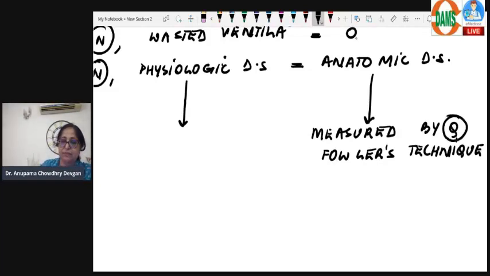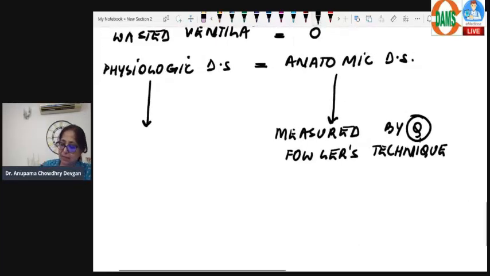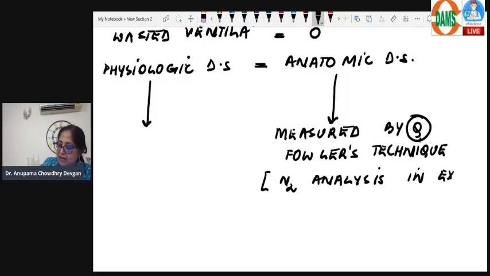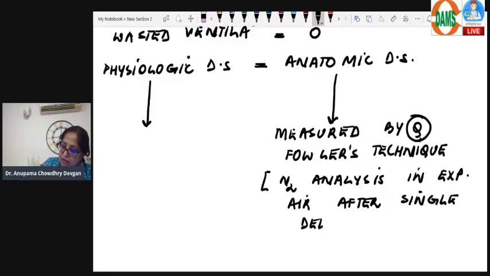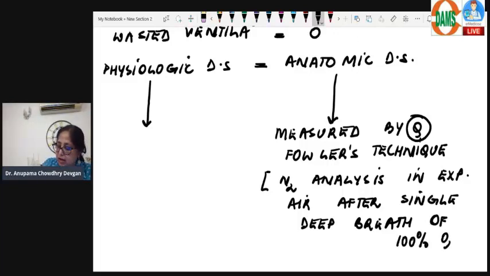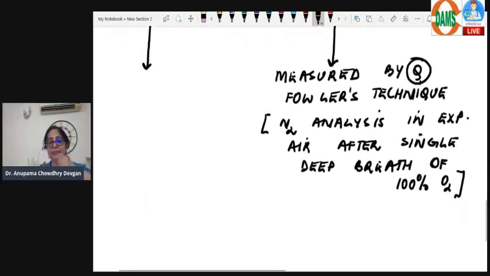Again, this has been asked as a question. Fowler's technique or Fowler's method. And what is this Fowler's technique? Nitrogen analysis in the expired air after a single deep breath of 100% oxygen.